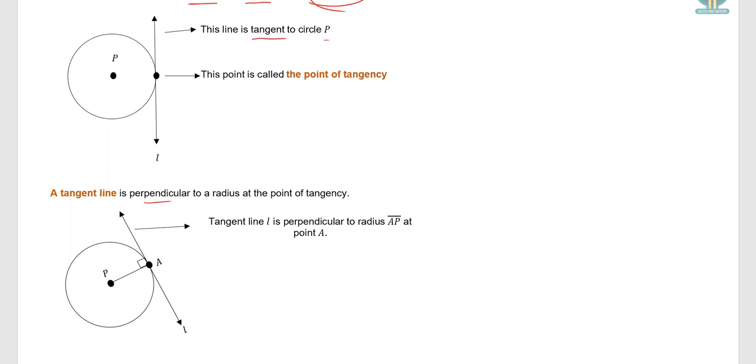So if you draw a radius from the center of the circle to the point of tangency, this radius has to make a right angle with the tangent to the circle at that point of tangency. Okay, so we say tangent line L is perpendicular to radius AP at point A. Okay, perpendicular at point A.